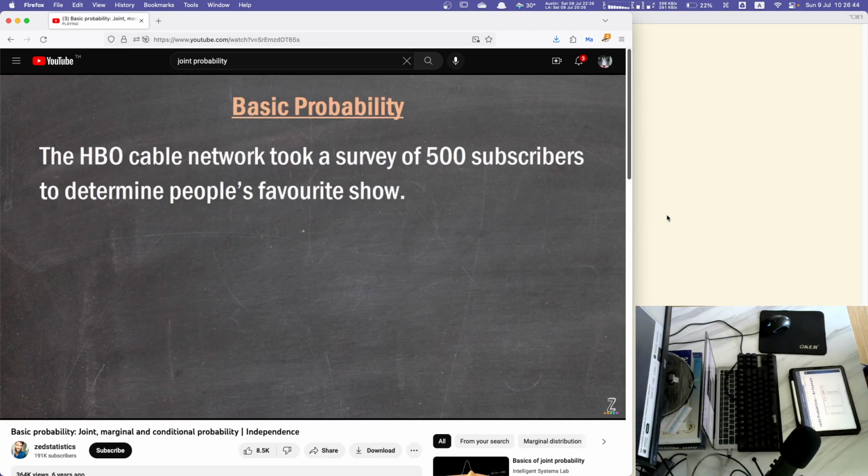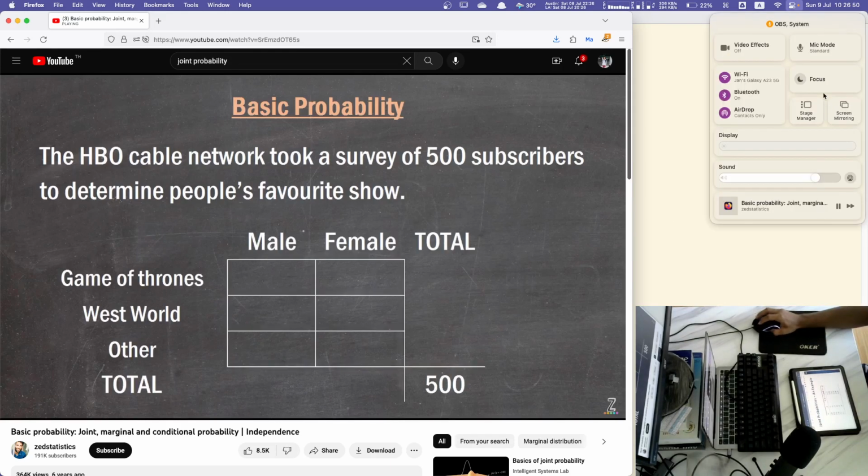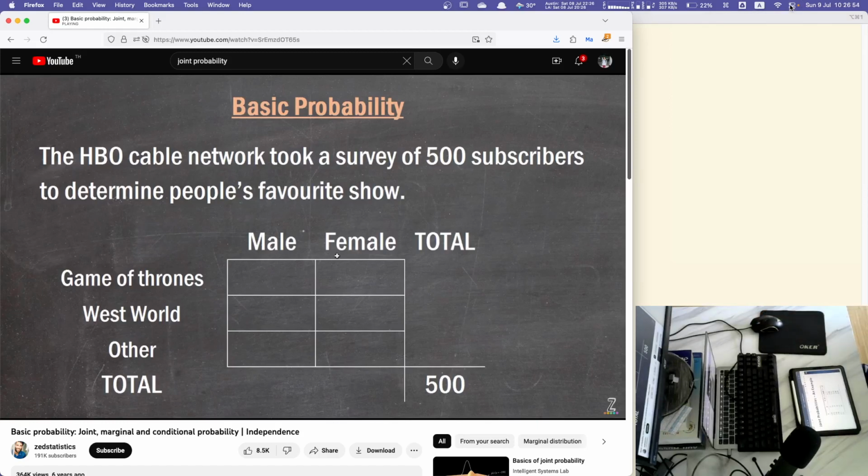The HBO cable network took a survey of 500 subscribers to determine people's favourite show. Now in this case, let's say there were two categorical variables, one which is gender, male, female, and the other people's favourite show. So I've got Game of Thrones in there, Westworld, and I've just combined all the others into this other category. I'm thinking that those two are probably the biggest shows on the HBO roster. So let's see how this distribution pans out.